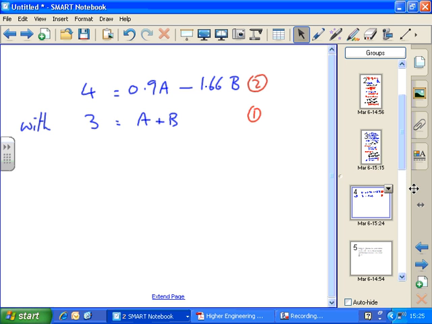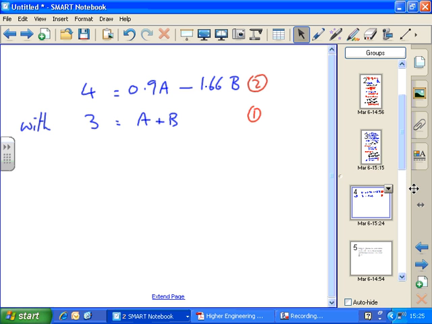There's two basic methods. One is elimination, where we make a or b the same in these two equations by multiplying or dividing by something. Or we use substitution, where we might rewrite equation 1, say, to read a equals 3 minus b, and then substitute that into equation 2. And let's try that way, okay?